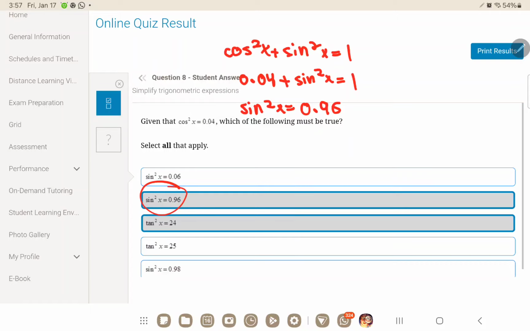Now to find the tangent, we know tangent is sine over cosine. So tangent squared would be sine squared over cosine squared. So sine squared is 0.96 over 0.04. Put it into your calculator and you're going to find it to be 24. So that is your tangent.